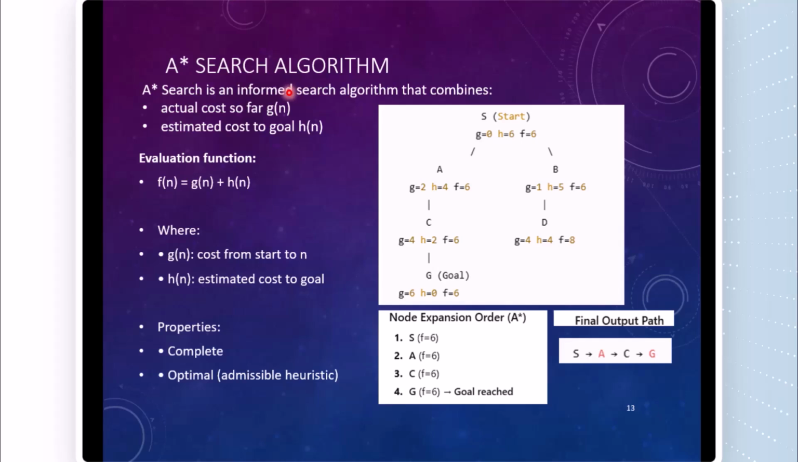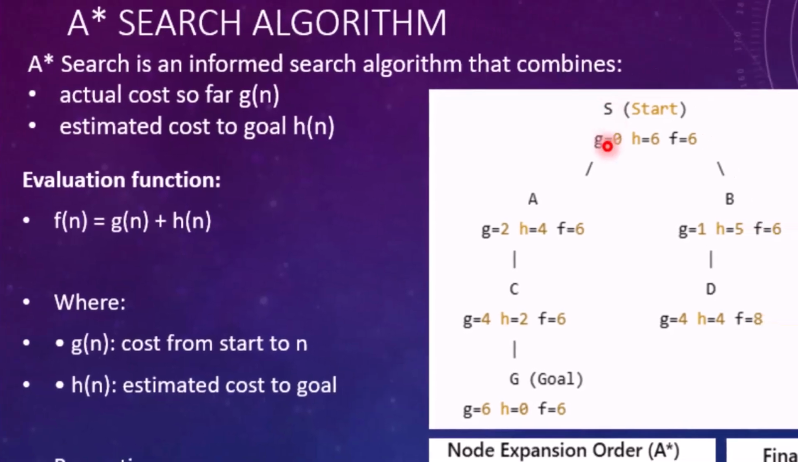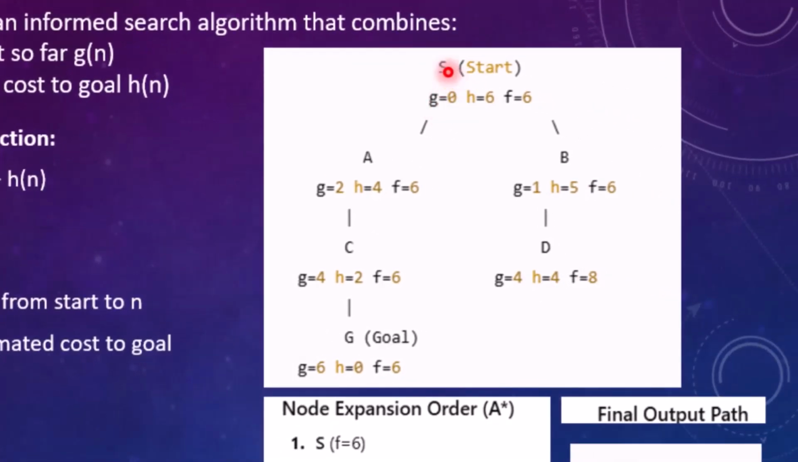So A star is an informed search algorithm that combines the actual cost so far with the estimated cost to the goal. We already know what h of n is, which is the estimated cost to the goal. Now g of n is the cost covered so far from the start. Okay, so let's look at this. This is the start, right? So the cost covered from the start is going to be 0 because it has not moved anywhere. That's why g of n is 0 for S.